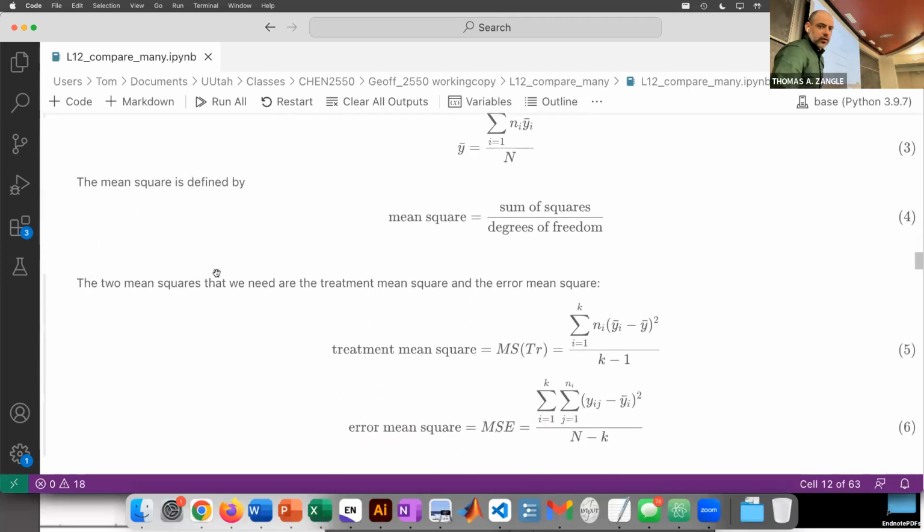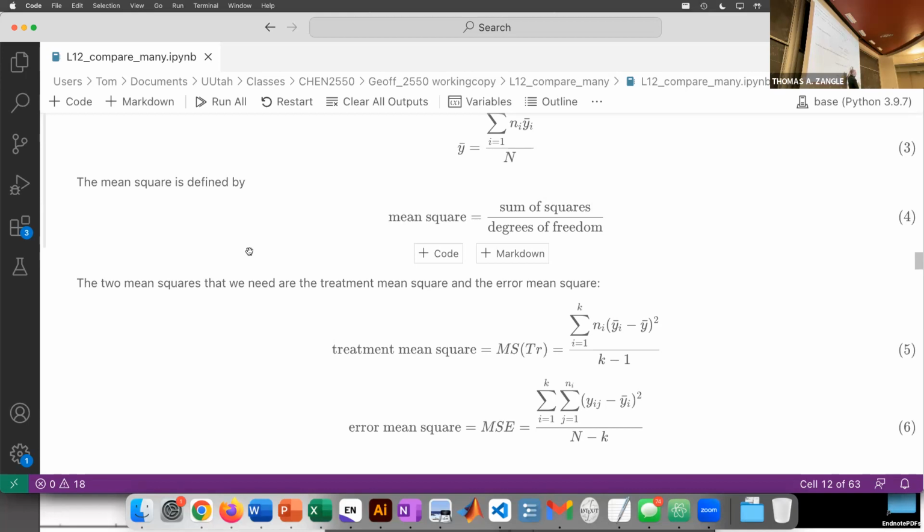So in this case, the two mean squares that we need for ANOVA are the treatment mean square, which again was something that we computed from the values in the ANOVA table that we had up above, and the error mean square. Let's start with this treatment mean square. It's a sum over all of our groups of the number of observations within the group times the difference between the mean of that group and the overall mean, or the grand mean, squared, divided by the number of degrees of freedom, which is the number of groups minus 1, or k minus 1.